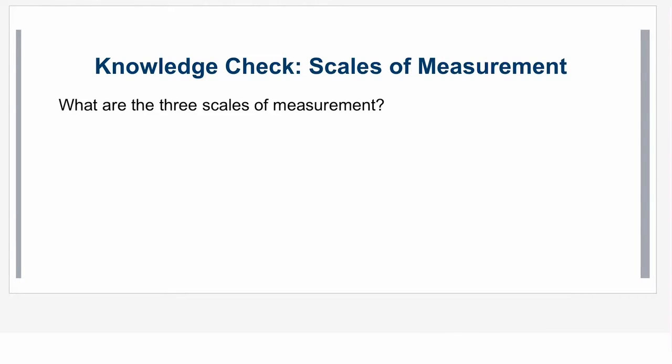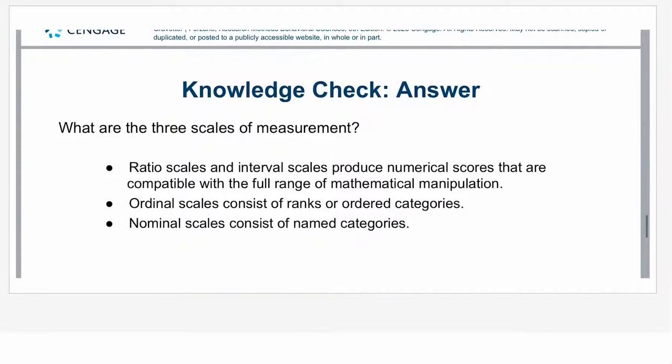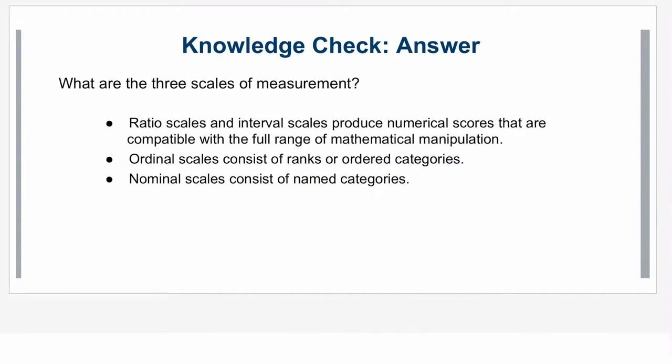So our knowledge check for our slides here is, what are the 3 scales of measurement? Remember, those are ratio scales and interval scales, the numerical ones that you can do math with. Ordinal scales is the ranks, and then nominal is the named or labeled categories with words, not numbers.